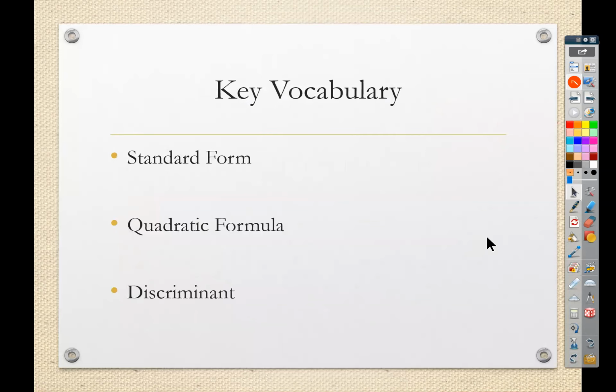So we have some new vocabulary this time. Standard form is when you write all the terms in order from the highest exponent to the lowest on your variables. Quadratic formula, I'll show you that in a second, and then the discriminant.